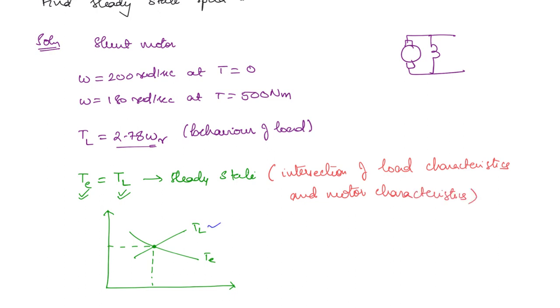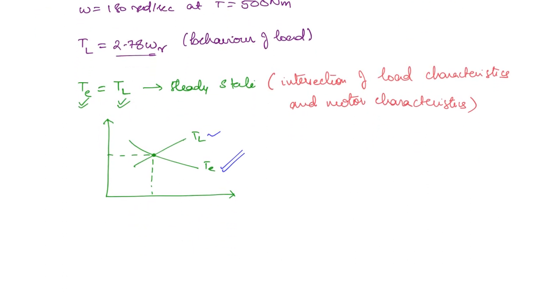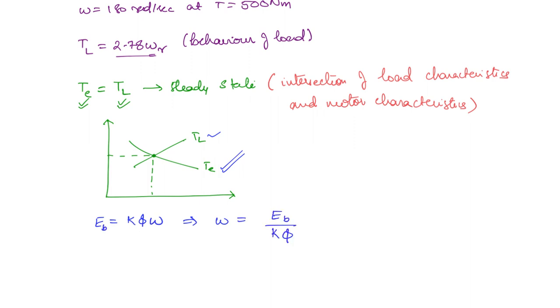Since we have the load characteristic, we need the characteristics for electromagnetic torque. That means how the electromagnetic torque is depending on the speed. If you remember the expression, directly you can write for DC shunt motor what is the expression. Otherwise you can derive. It is simple enough, right? What is E? It is K phi omega. Omega is in radian per second. So from here what will you get? Omega is equal to E_b by K phi.